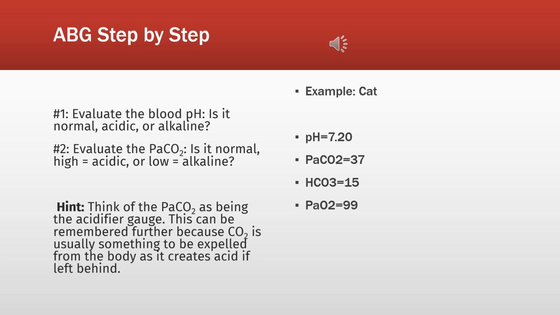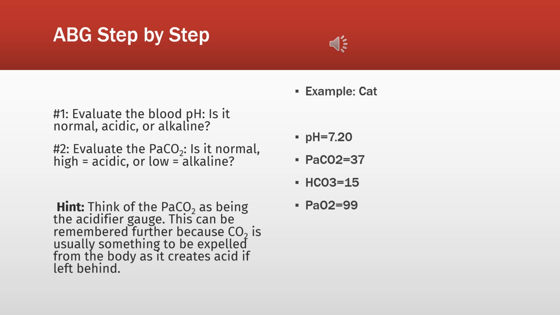So for the example I have here, we have a cat. The pH is 7.2. We know that normal in both the dog and the cat is 7.35 to 7.45. So this is 7.2 and it is low, and that means it is acidic. So the next step is to figure out, is it coming from the respiratory system or the metabolic system?